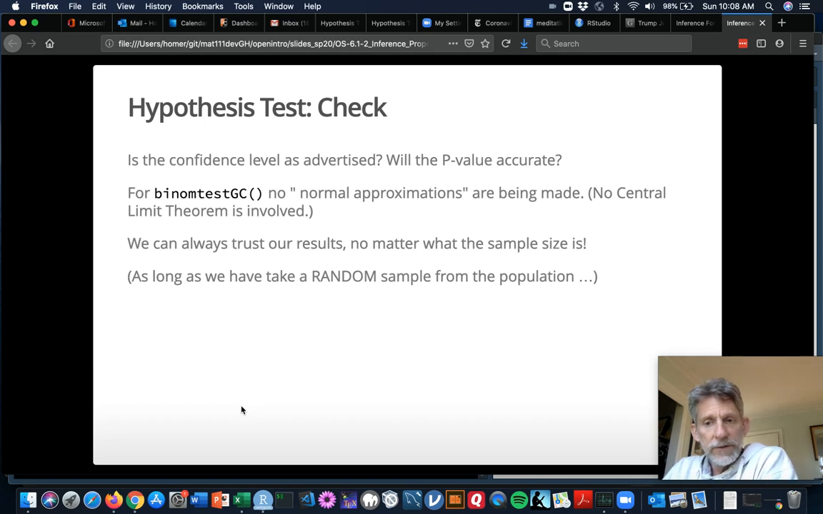But in this procedure, there are no normal approximations being made, no approximations of any sort, in fact. So there's no real need for a check. You can always trust your results, no matter whether the sample size is big or small. But with this caveat, you need to have taken a random sample from the population. That's always the case.